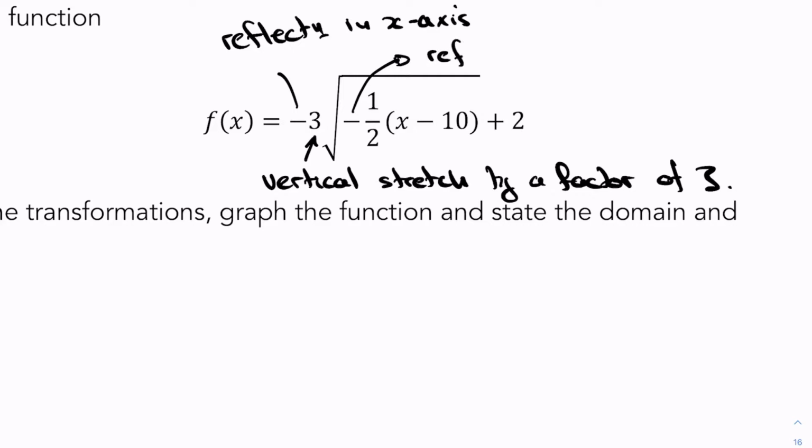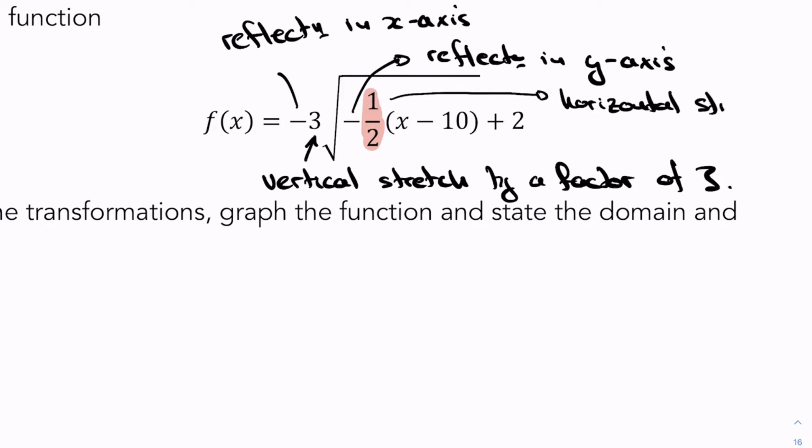Now the negative in here, this is something we haven't really seen before, means we're going to have a reflection in the y-axis. And the 1 over 2 over here means we are going to have a horizontal stretch by a factor of 2. Now I say 2 because it's the reciprocal of this value here. That's one of the things when we look at the b value, we're looking at the reciprocal of it to state the stretch factor or compression factor for that matter.